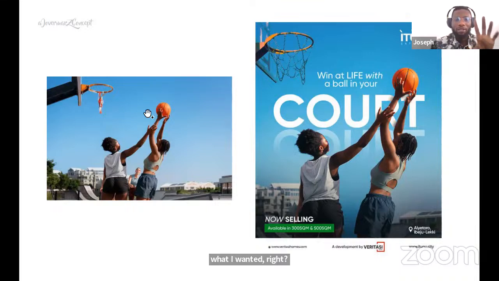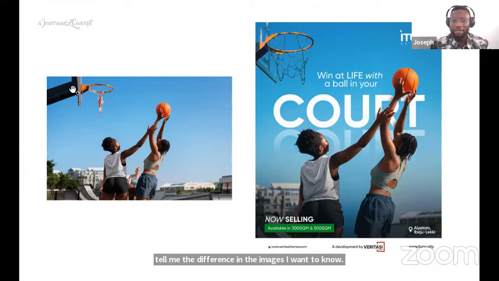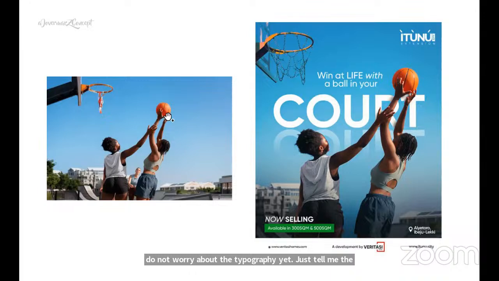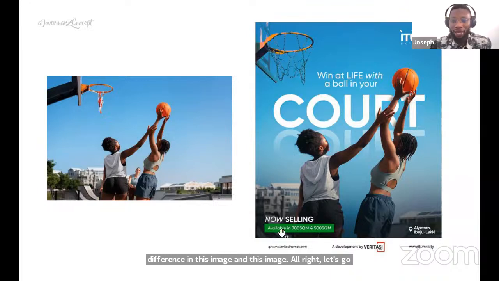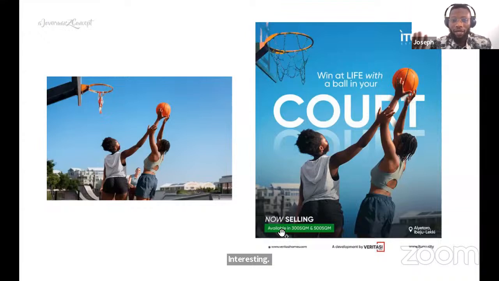Now tell me the difference in the images. Do not worry about the typography yet. Just tell me the difference in this image and this image. All right, let's go. If you want to speak, remember to raise your hands first before you go ahead and speak. Please. Thank you.